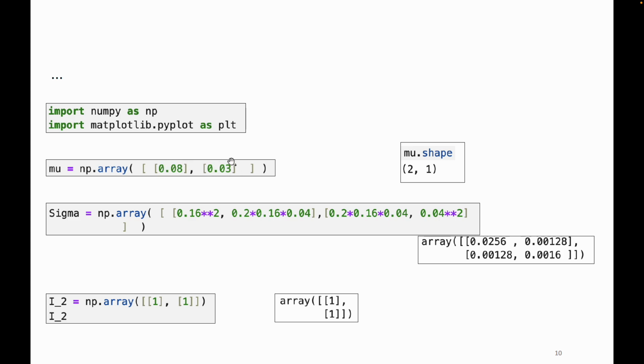The debt fund had a 3% expected return. So what I'm constructing here is a NumPy array, and the NumPy array will have a 2 times 1 shape. That mimics the column vector, which I want to have for the mu.